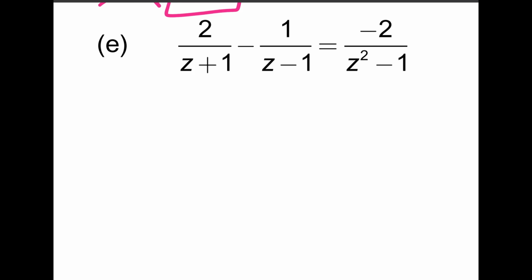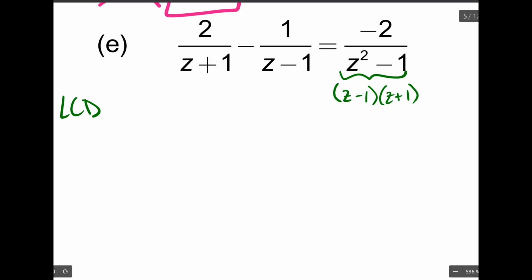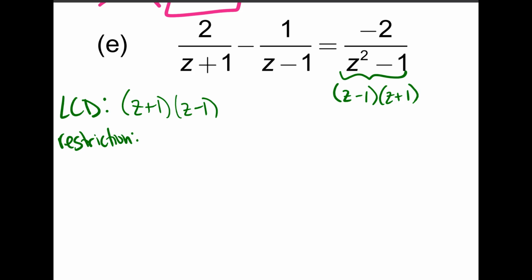Can I do this one? Heck yeah, lead me through it. Alright. So you factor z squared minus 1. So you get z plus 1, z minus 1. And then we multiply z plus 1 by z minus 1. So this common denominator, what's the restriction on my domain? What can z not equal? z can't equal negative 1, z can't equal 1.